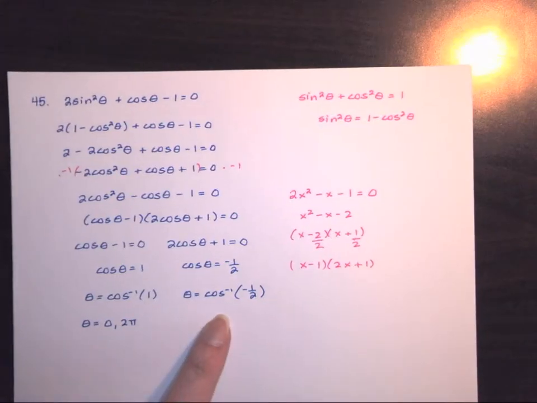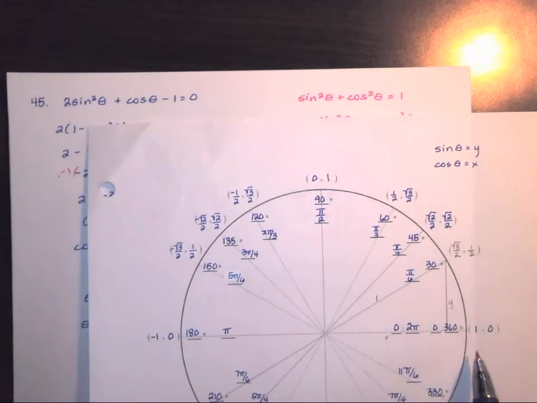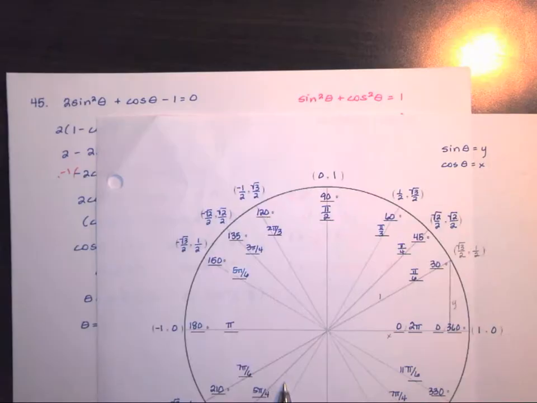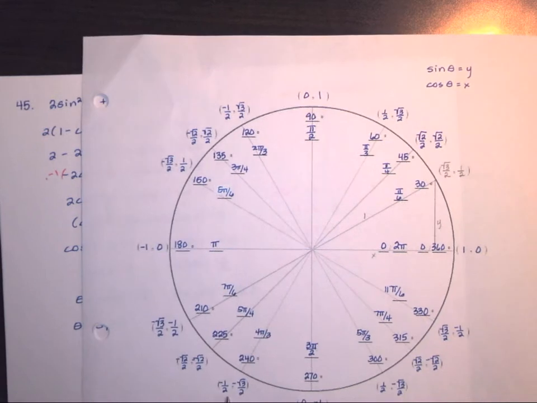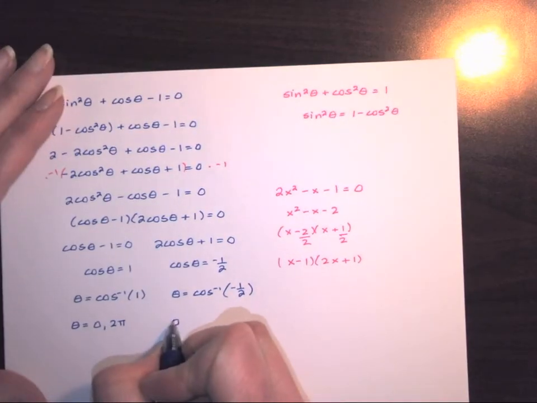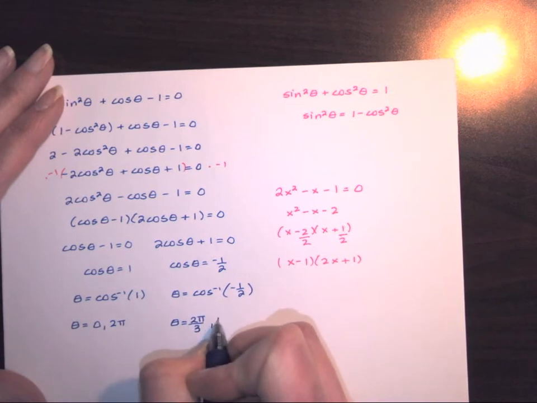Now, cosine, where does it equal negative 1/2? So I need an x value of negative 1/2. And that's right here at 2 pi over 3, and down here at 4 pi over 3. So theta equals 2 pi over 3 and 4 pi over 3.